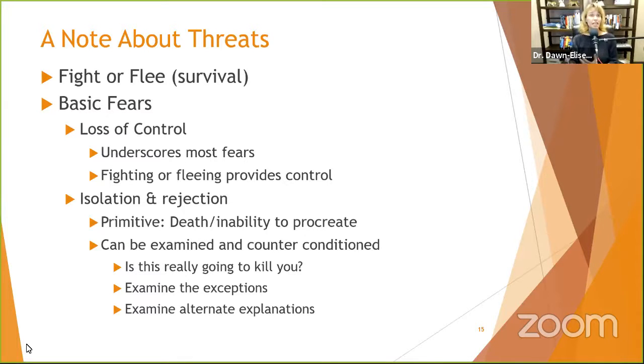You feel like you're being isolated and rejected. You may be by one person or a group of people, but are there exceptions? Are there people who accept you? And let's examine alternate explanations. Maybe they're acting rejecting towards you. Is it because of you, or is it because of something that's going on with them?